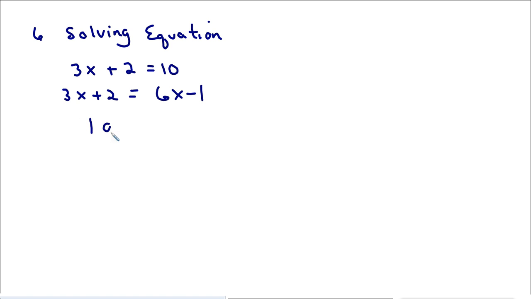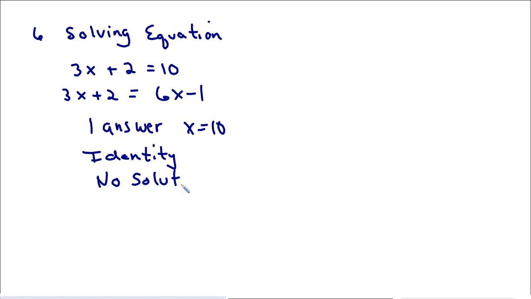You could have just a problem that has one answer, something like x equals 10. You could get an identity, or you could get a problem that has no solution. But the thing to remember is you can't have any 2 of them together. It's either this one, or that one.